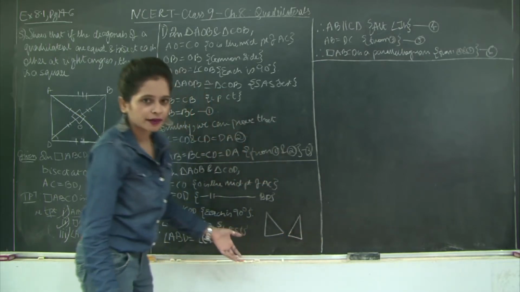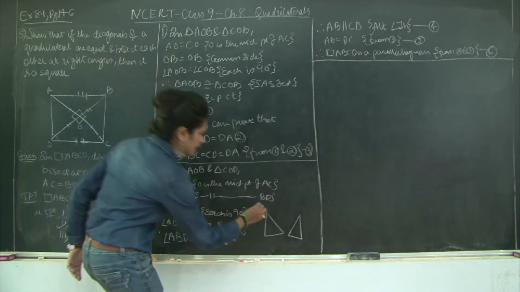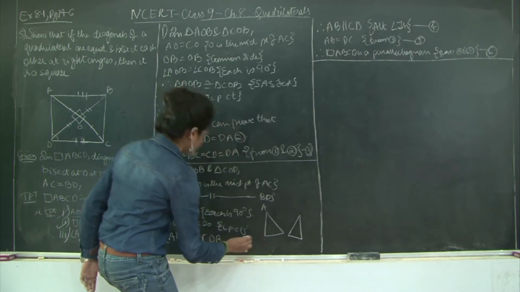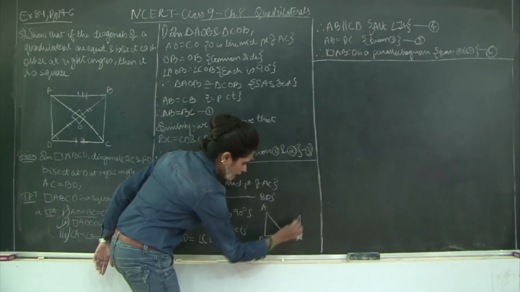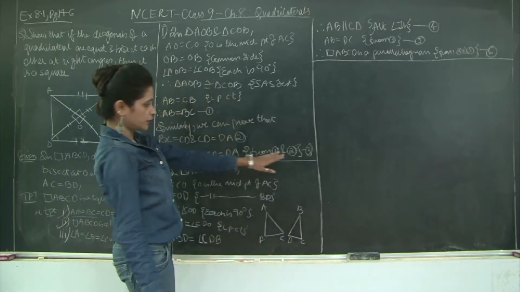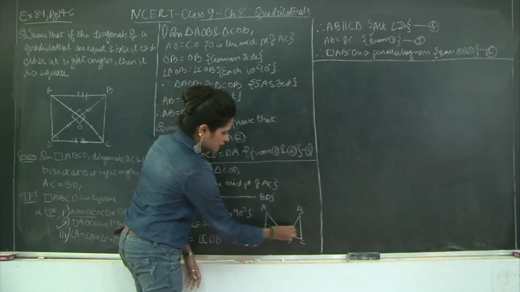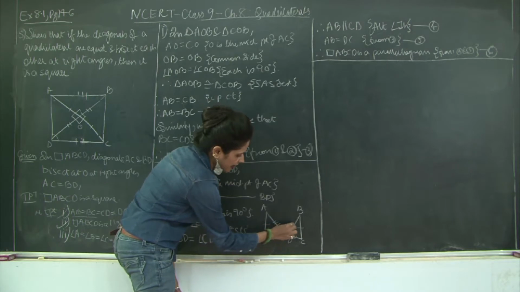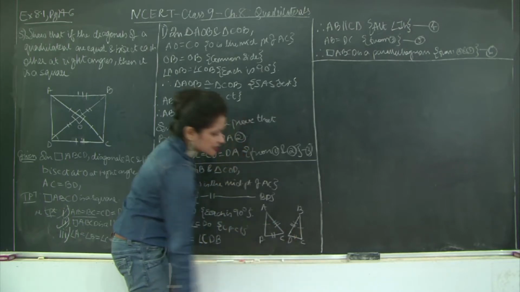This is not an exact replica of the triangles, but this is just for our understanding. So please ignore if they don't look congruent to each other. So I have ADC and BCD. We have proved over here that the sides are equal. This is the common side, and it's given that the diagonals are equal to each other. That means AC is equal to BD.